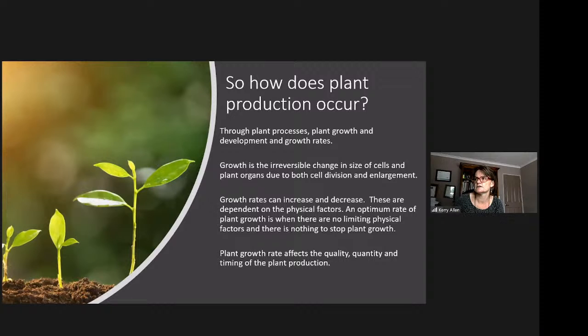Okay, so growth, lastly, that's the last part of this, is how well it grows and its growth rates. So we're trying to optimize those growth rates. We don't want them to increase and then decrease and fluctuate. We want them to just continue optimizing its growth. We want to make sure that it gets that quality, quantity, and timing really well.